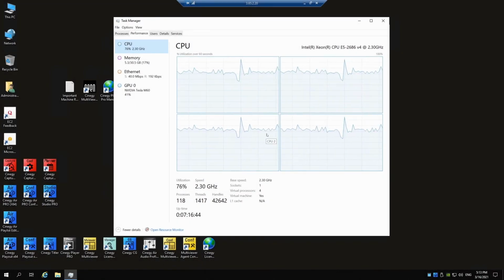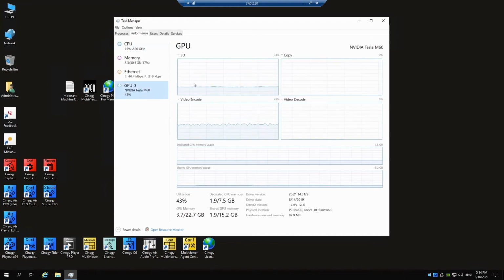Okay, so here we are again, now with three channels running on this machine, and we can see the CPU load is hovering around 73, 74%. So it's getting quite high now and probably going to prevent us from adding any more channels to this machine. The NVIDIA GPU is doing well. The NVIDIA encode is averaging around 40 to 41% utilization.